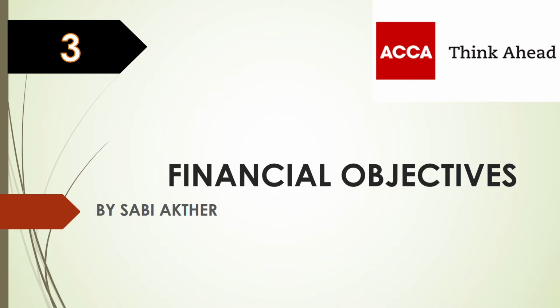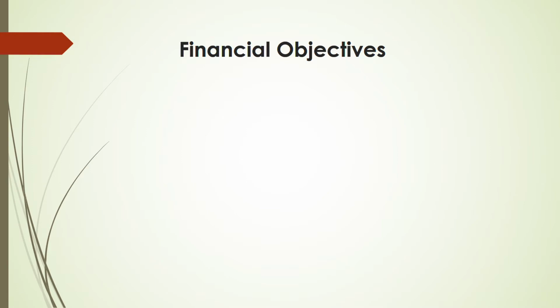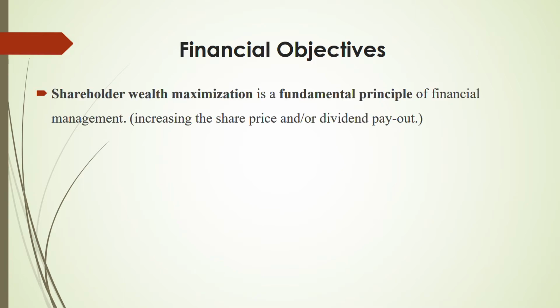distinguish between satisficing and maximizing returns or profits. What does it mean? So, starting with financial objectives. Being a student of financial management, you have to know what the financial objectives are, right? There are three types of financial objectives we are going to touch on in this video, but there are more than three types. First, the very important one, the fundamental principle which your financial management is based on, that objective, that principle, that is shareholder wealth maximization.